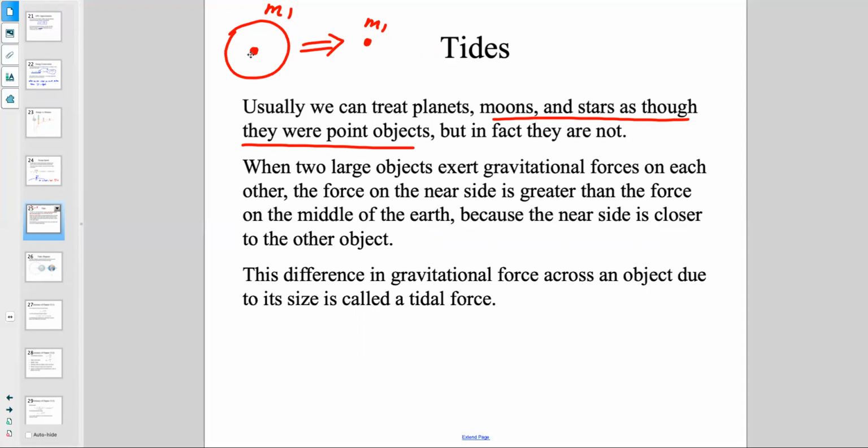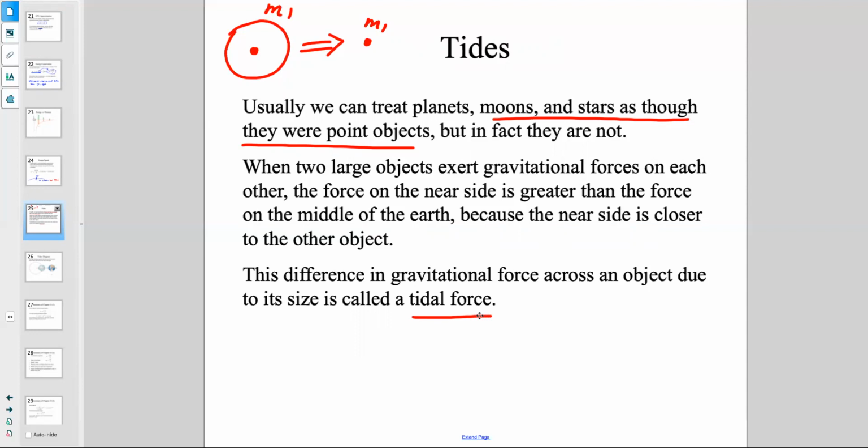When two large objects exert gravitational forces on each other, the force on the near side is greater than the force on the middle of the Earth, for example, because the near side is closer, okay? This difference in gravitational force across an object due to its size is called a tidal force, okay? This is the reason that if you are a planet or a moon and you're going close to, for example, Saturn, this tidal force will break you into pieces and you will end up being part of this disk.